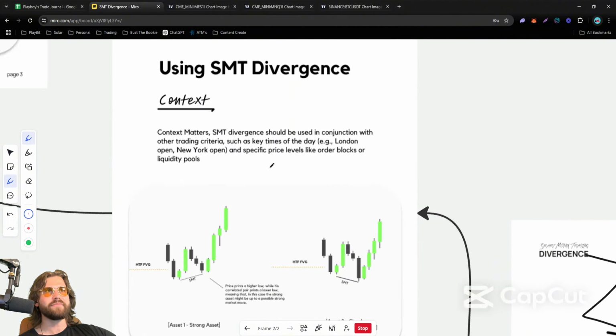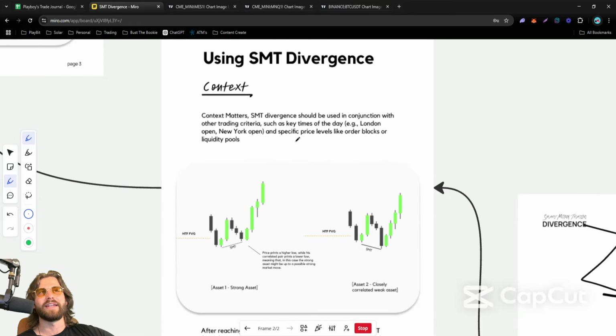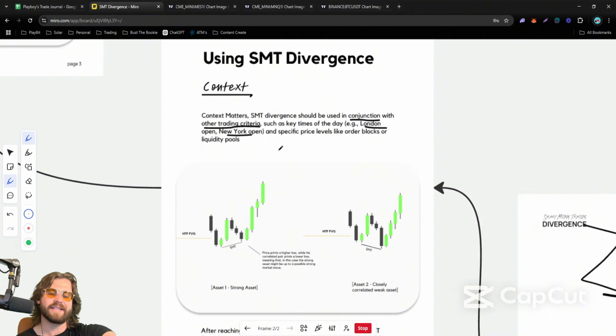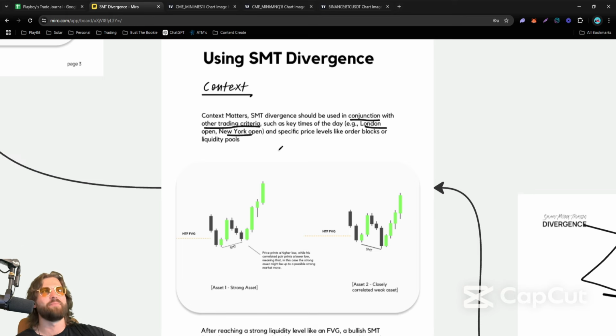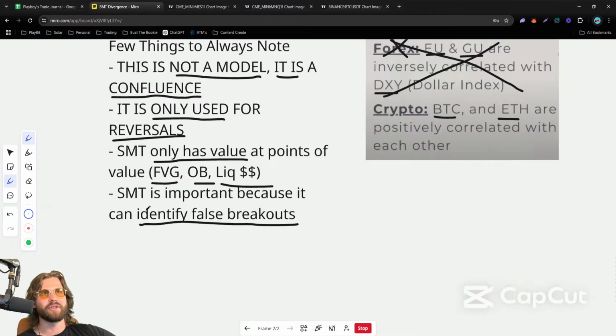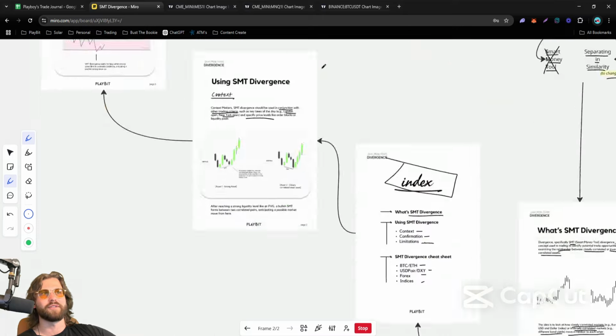Moving on. How to use SMT divergence? Well, frankly, in any confluence you use, context matters. SMT divergence should be used in conjunction with other trading criteria, such as my ILM model or my ORB model. Such key times are London, New York open, right? London lows, highs, Asia highs and lows, New York highs and lows, time-based session liquidity, or specific price levels like order blocks or liquidity pools. Like I referenced earlier, this is when it becomes important and you find your value points, right? You've got those exact levels.